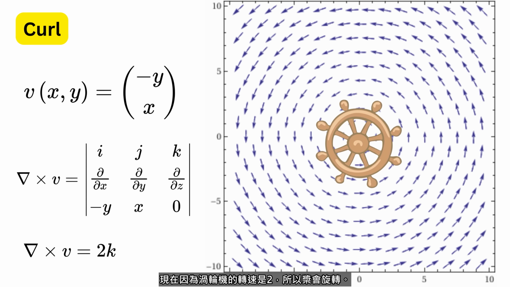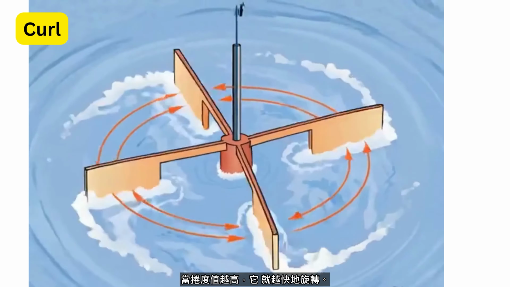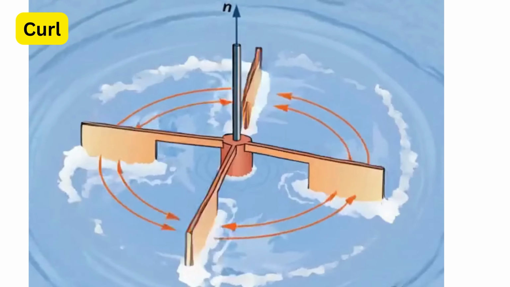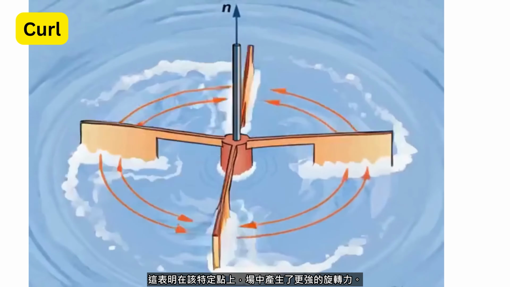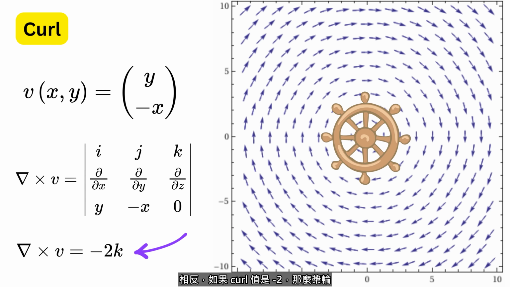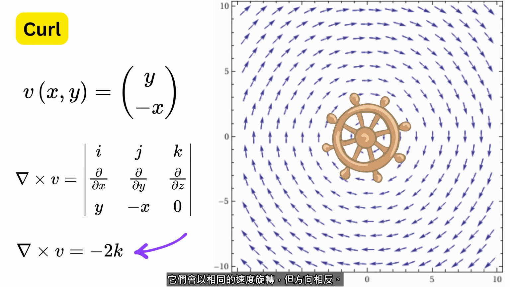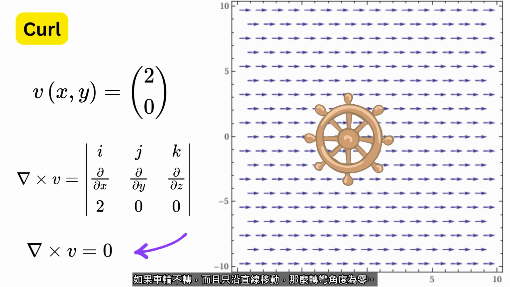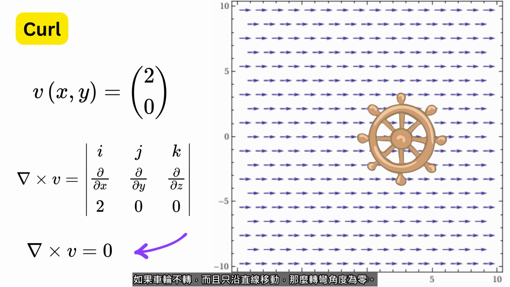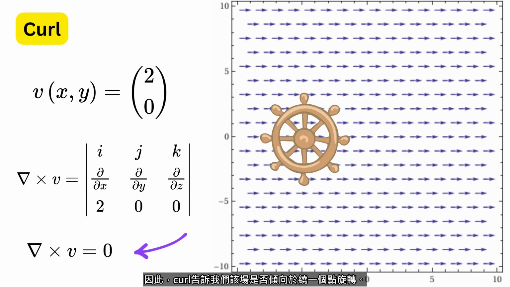Now, because the curl is 2, the flow will rotate the paddle wheel. The higher the curl value, the faster it will spin, which indicates a much stronger rotational force at that specific point in the field. Conversely, if the curl value were minus 2, the paddle wheel would spin at the same speed, but in the opposite direction. If the wheel does not spin and only moves straight, then the curl is 0. So curl tells us whether the field has a tendency to rotate around a point.